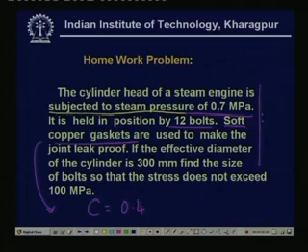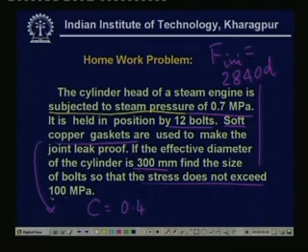Now in this case, of course, we have the initial force, and this is to be found out using the relationship 2.8 × 40 D, which is used to make the joint leak proof. If the effective diameter of the cylinder is 300 millimeter, find the size of bolt so that the stress does not exceed 100 megapascal. You will have to use different data supplied in the design handbook, or you can use the data from this lecture itself. The answer to this homework problem will be given in the next lecture.